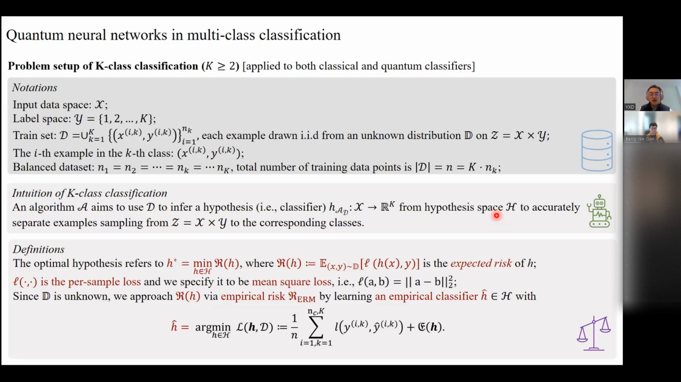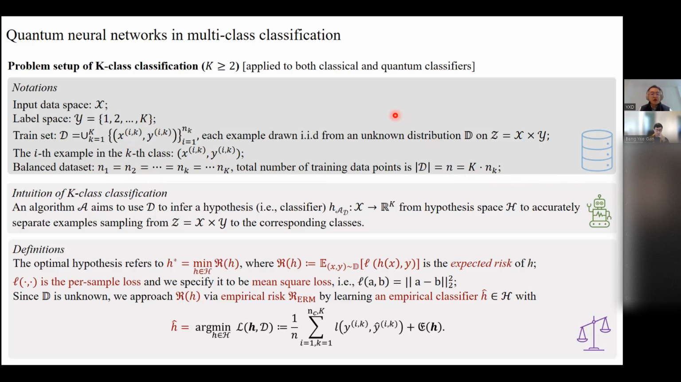To better understand our results, I need to introduce some tedious notations about what K-class classification and a quantum classifier are. So in the following slides, I set the input data space as X and the label space as Y. We set the training dataset as D, and each example is denoted here as x_i^k, and its label is y_i^k. We suppose this training dataset is balanced, which means that the number of examples in each class is equal. So the total size of the training dataset is K times N_K.